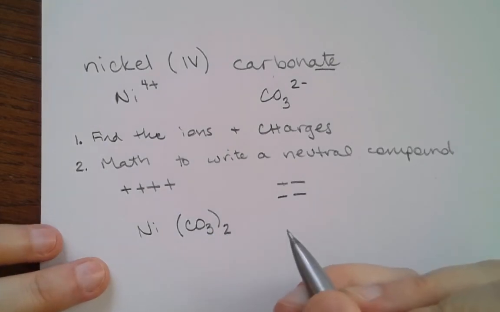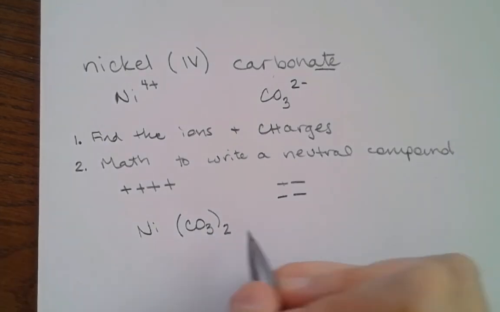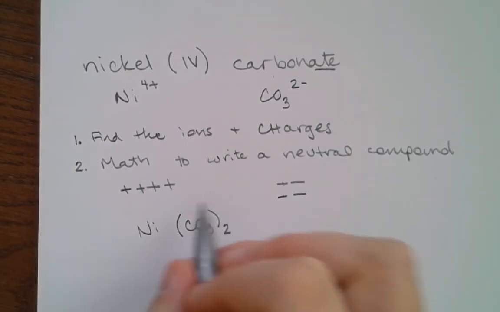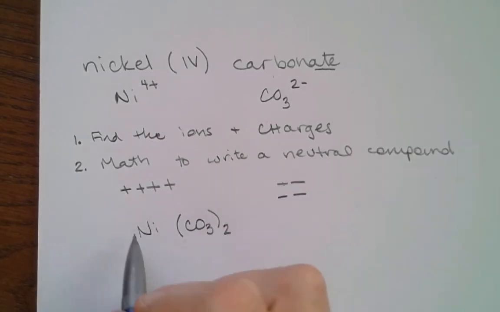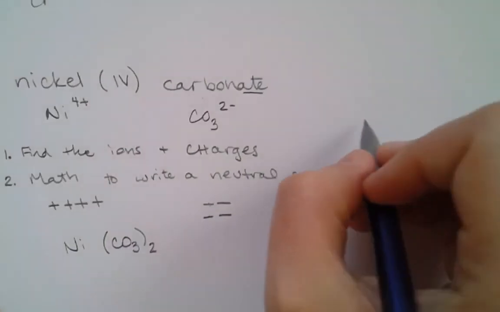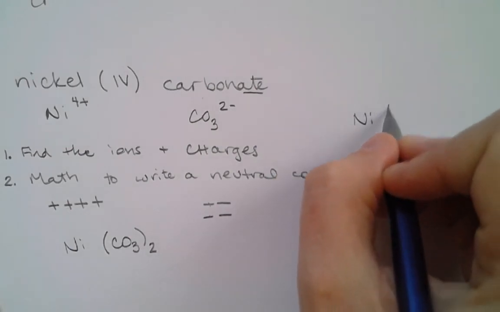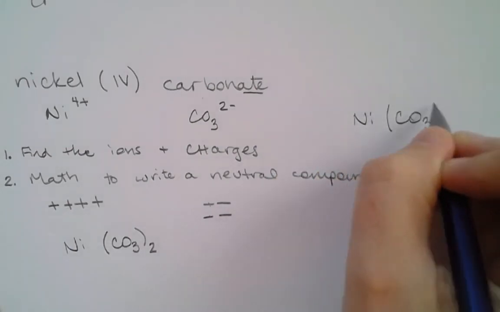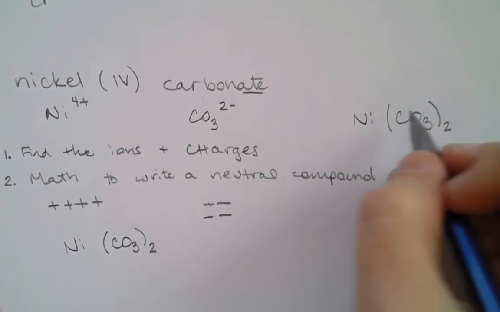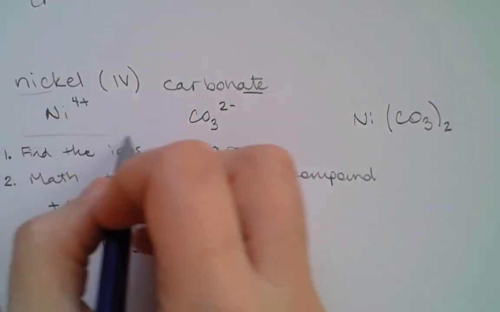This is going to be a very long video. Oh my gosh. Okay, so 1 nickel balances with 2 carbonates. That's your formula. Write that over here also. Nickel plus 4 will neutralize 2 carbonates, because each carbonate is -2.